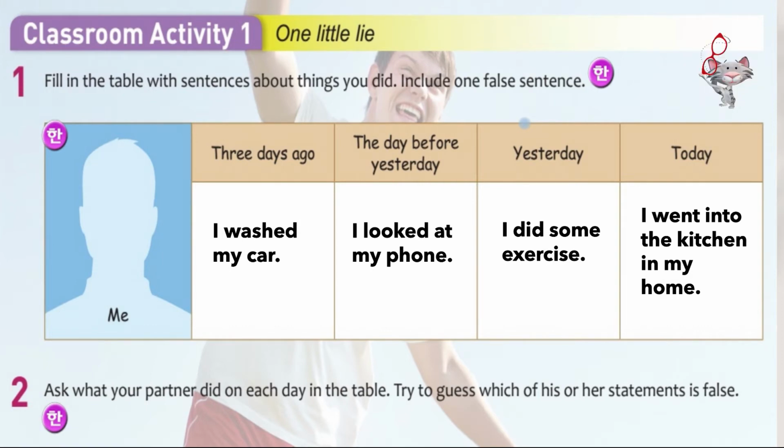I think the first one, "3 days ago, I washed my car," is false. Why do you think "3 days ago, I washed my car" is false? As far as I know, Professor Neil does not have a car. I don't have a car. Very good, Yonghee. Inspector Yonghee. Inspector Gadget. Yes, very good.